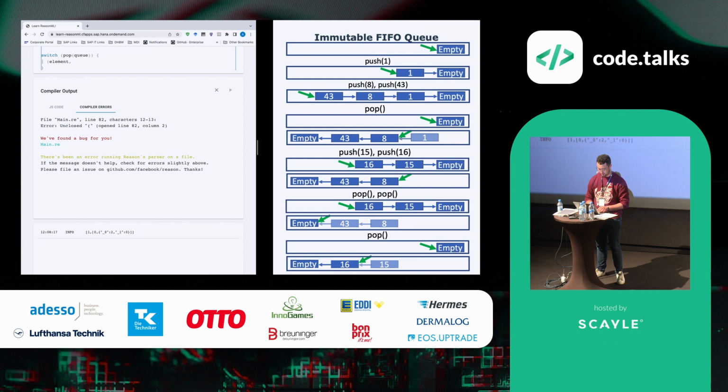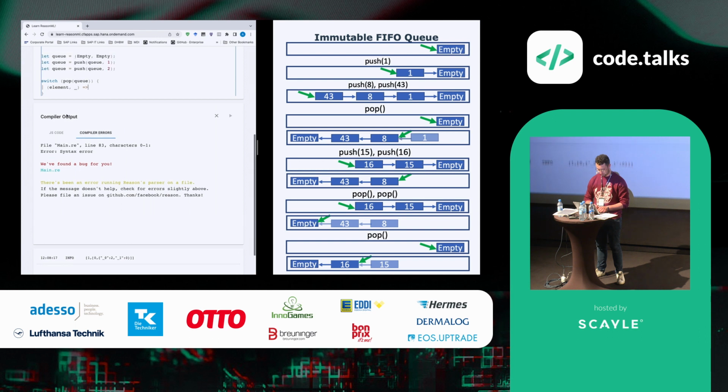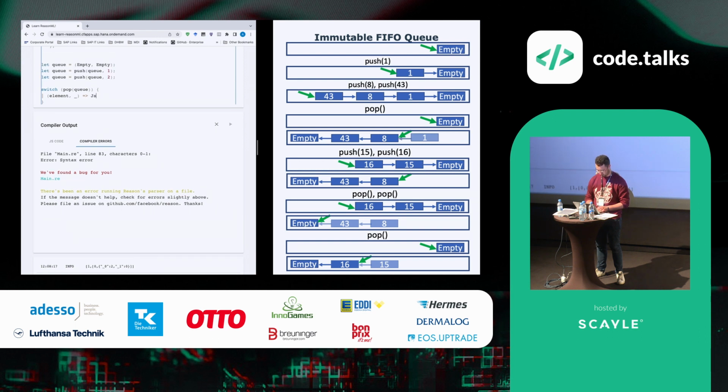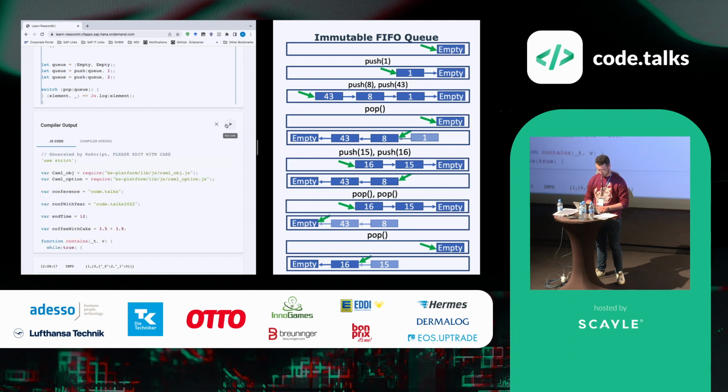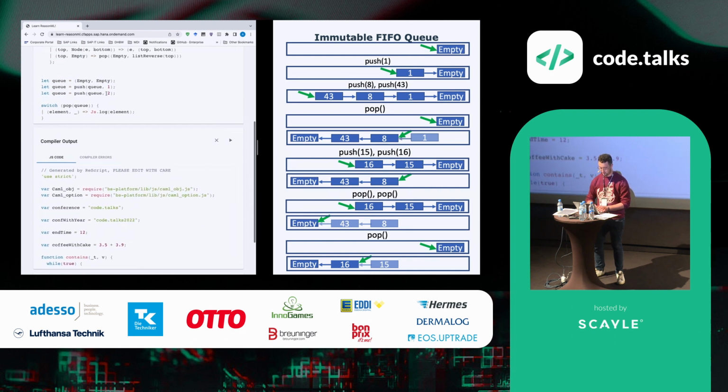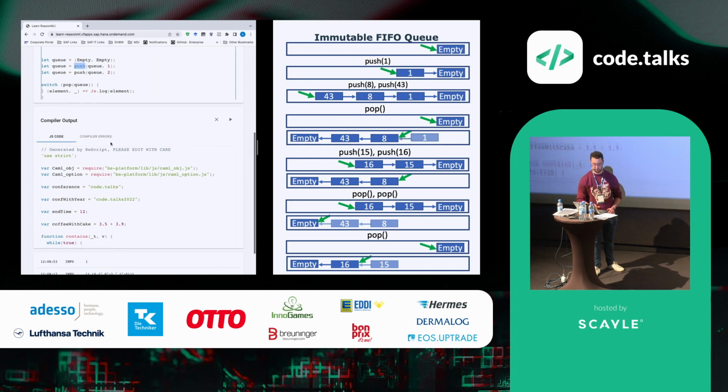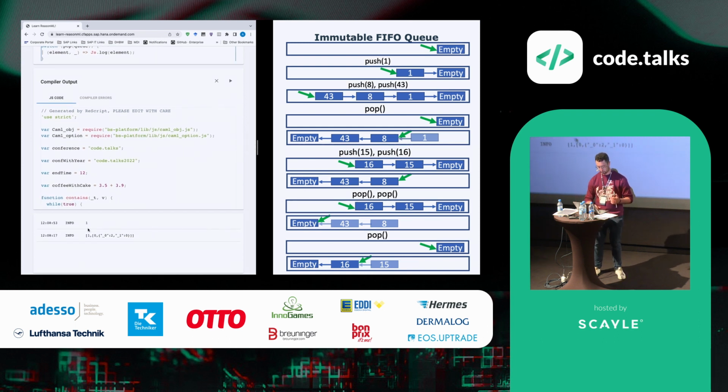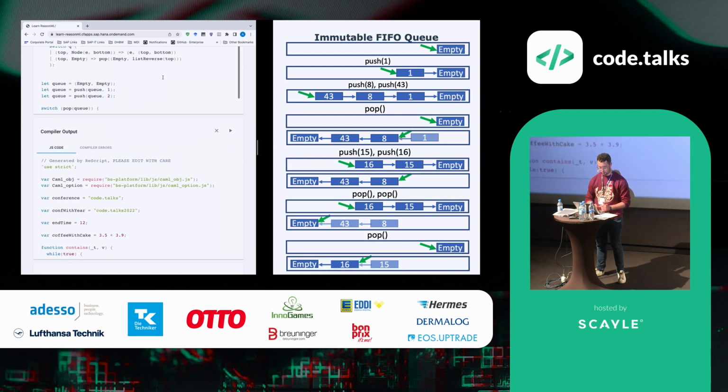Right? So the pop function returns the element we just popped and the new queue. And we can just log the element here to get a single value out of it. And we see, okay, the element which is inserted first is also returned first. Nice. Okay.